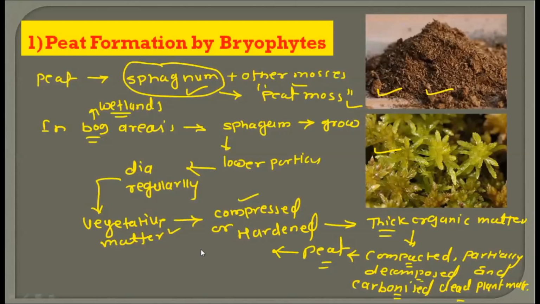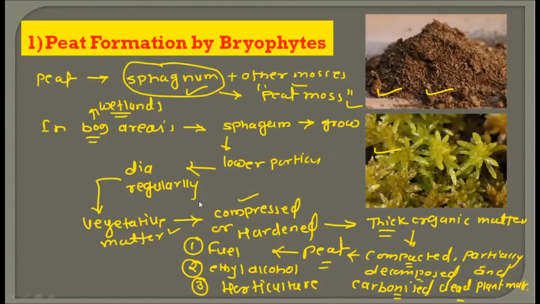Alright. So we are going to see the economic importance of this peat. The very first importance is that peat can be used as a fuel. In many countries, the peat is generally taken and used as a fuel. Then by the process of fermentation, it is used in the production of ethyl alcohol. It also has a great application in horticulture. So the peat, which is formed from the bryophytes, is used as a fuel, in the production of ethyl alcohol, and in horticulture.